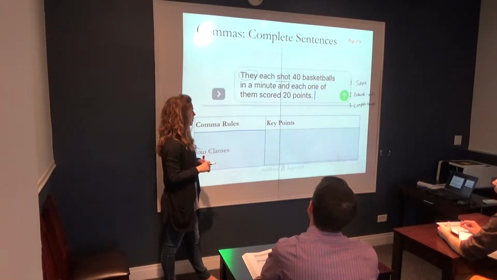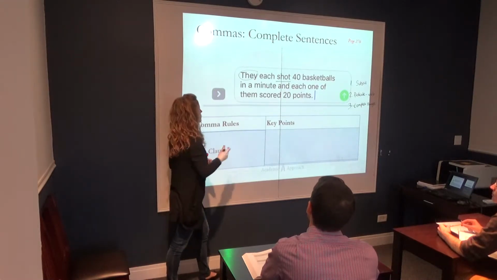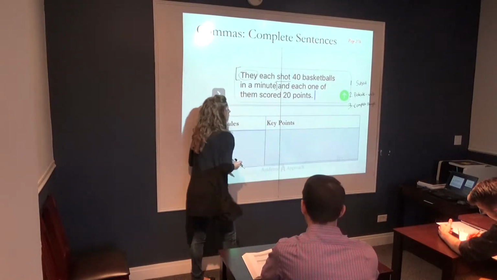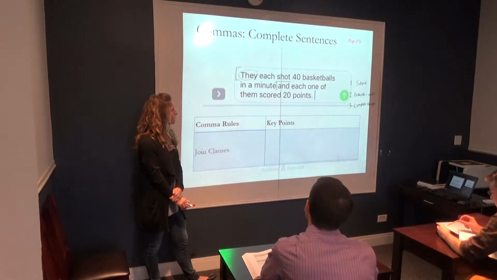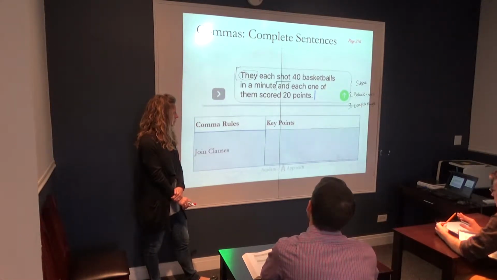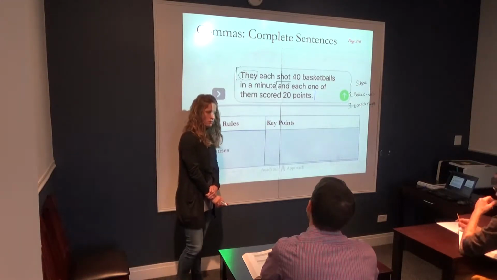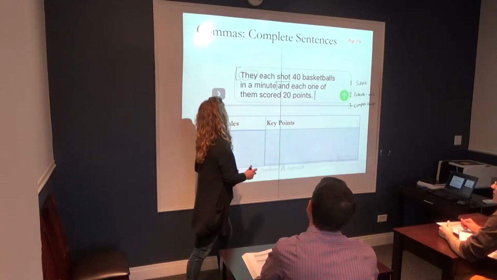They each shot 40 basketballs in a minute. Is that a complete thought? Yeah. Awesome. So I got an independent clause. I'm going to put brackets around it. What else do you see, Joe? So I see that there's a second part of that sentence that also has a subject. Which is? Each of them, or each one of them.